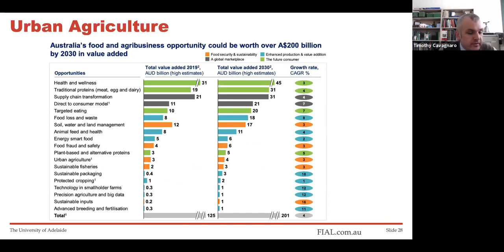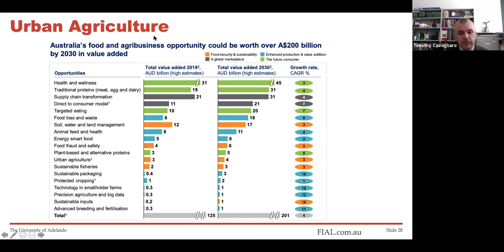Okay, so the people are moving to the cities. Urban agriculture, when you say that, people often think about people growing a couple of carrots and tomatoes in their backyard or some parsley in a pot. It's actually quite an economically valuable sector as well. And so I became aware of these data just last week, or earlier this week, I should say.